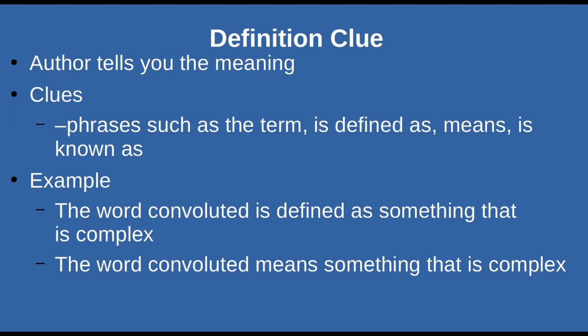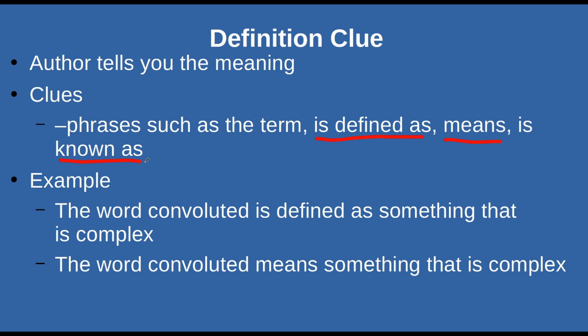So when we're talking about definition clue, the author tells you directly what the unknown word is. Very simple, not hard to understand. With each of these different clues, they have little phrases that they love to use. So when you're looking at a definition clue, some of the tip-offs might be defined as, means, is known as, etc. These are potential clues that you're onto something here.